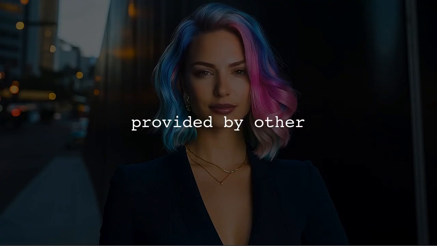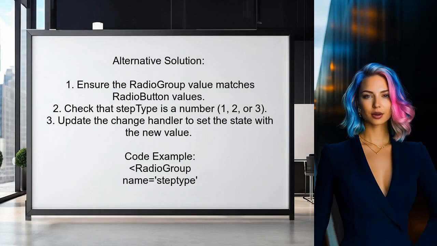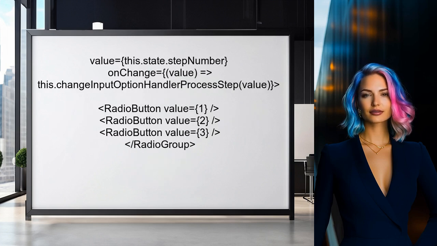Now, let's look at the answers provided by other users. An alternative solution suggests that the issue may stem from how the state is designed for the radio group component. It emphasizes that the value prop of the radio group should always match one of the values of the radio button components. The user points out that the step type might be a string instead of a number, which could cause the radio group to default to the first radio button. They recommend ensuring that the state controlling the radio buttons is a number, either 1, 2, or 3, and updating the change handler accordingly.